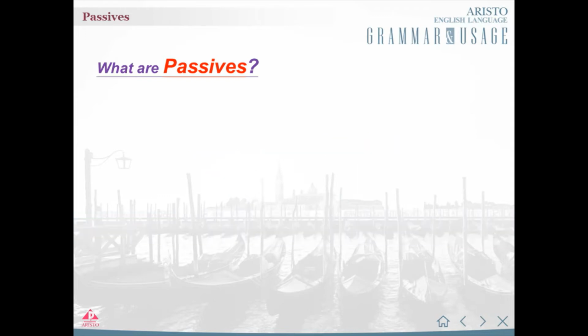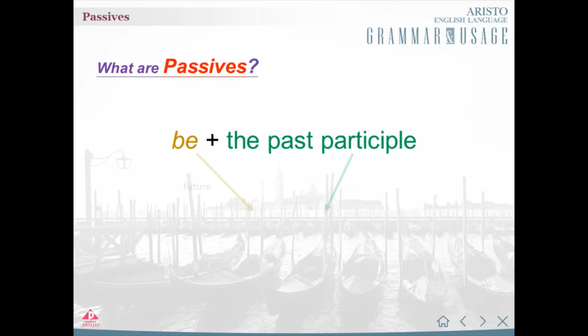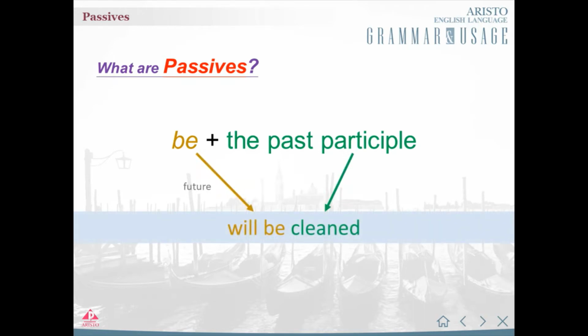How about the future? When talking about the future using will, for example, we form passive sentences by combining will be with the past participle of a verb, like the example on the screen now.